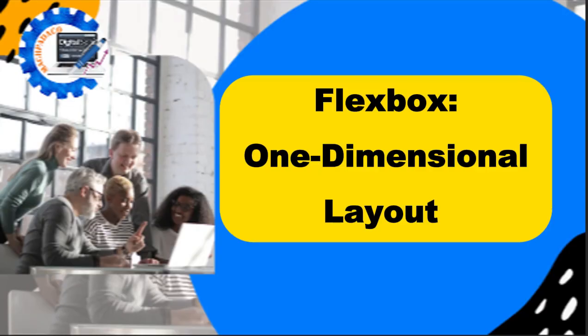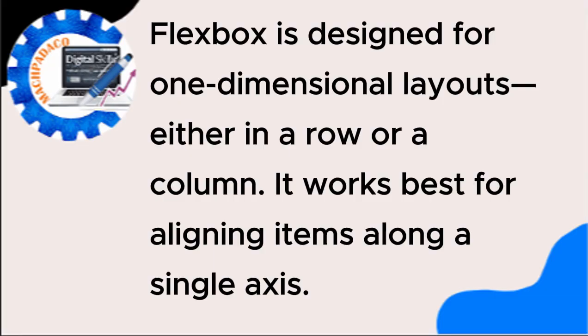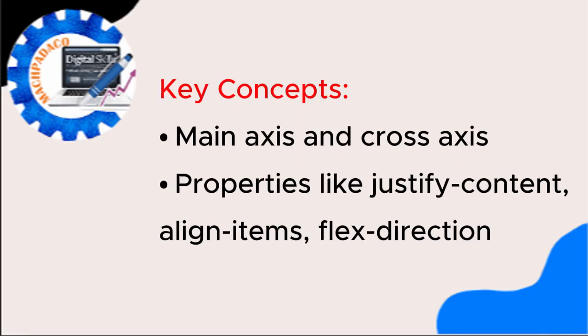Flexbox, one-dimensional layout. Flexbox is designed for one-dimensional layout, either in a row or a column. It works best for aligning items along a single axis. Key concepts: main axis and cross axis. Properties like justify-content, align-items, flex-direction.